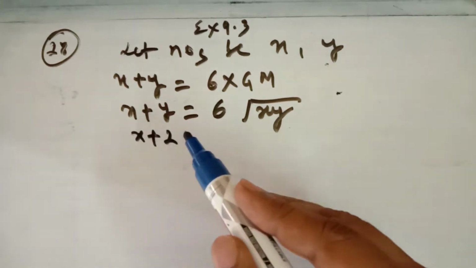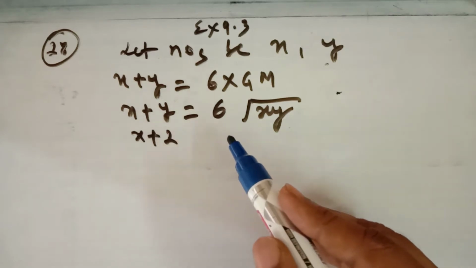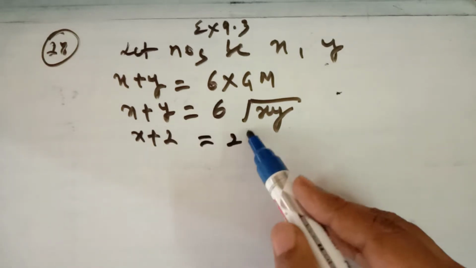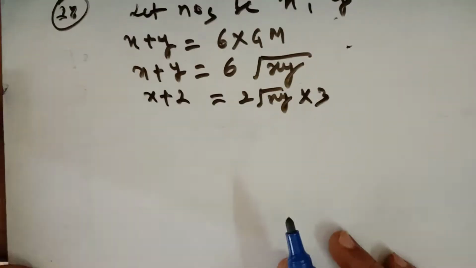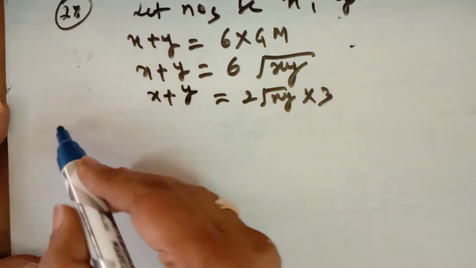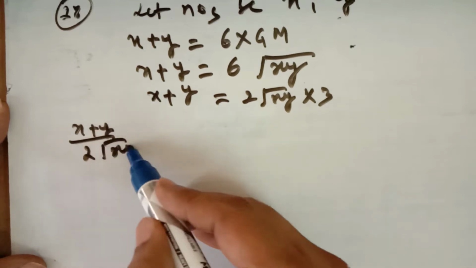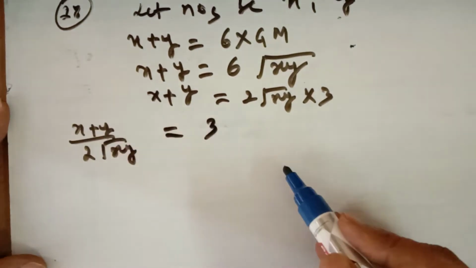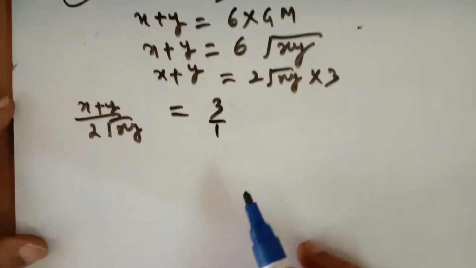You have to show that the ratio between these two numbers is 3 plus 2 root 2 upon 3 minus 2 root 2. You will see it in your NCERT book. So for this, I have written like this. I have done some arrangement. Now if I take it like this, x plus y upon 2 root x into y will be equal to 3. Like this I have done. One I have written here.